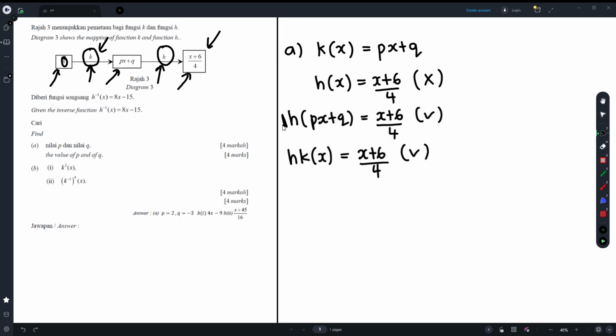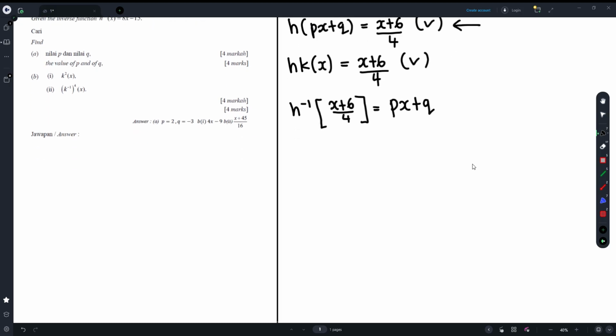So let me use this to solve my question here. Since h of (px plus q) equals (x plus 6) over 4, that means technically h inverse of (x plus 6) over 4 will be equivalent to px plus q. Please take note, because now when I make it inverse, the image becomes the object and the object becomes the image. Okay, now we're going to use the information from the question.